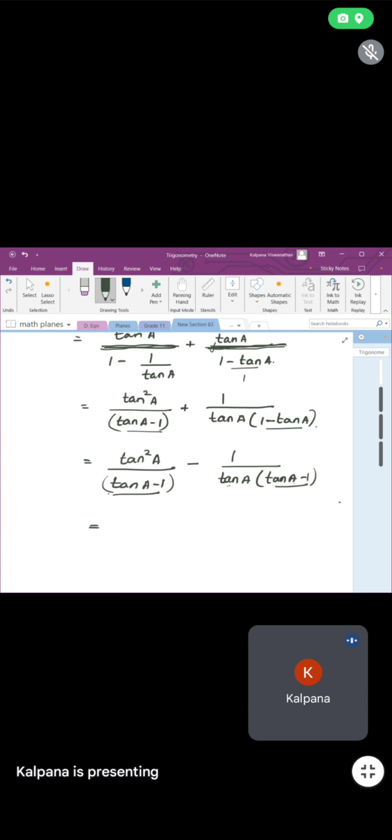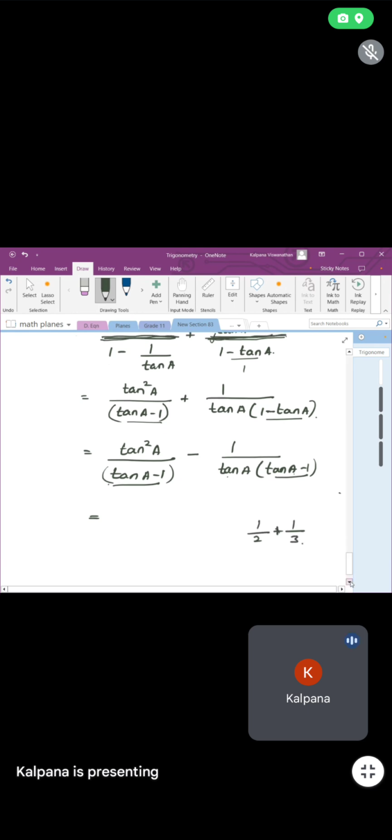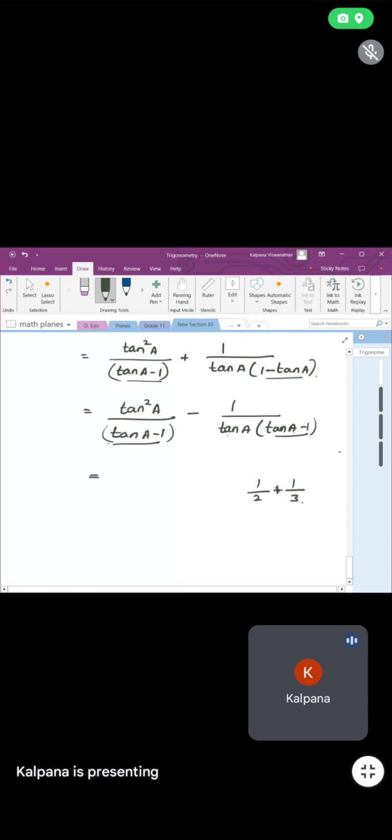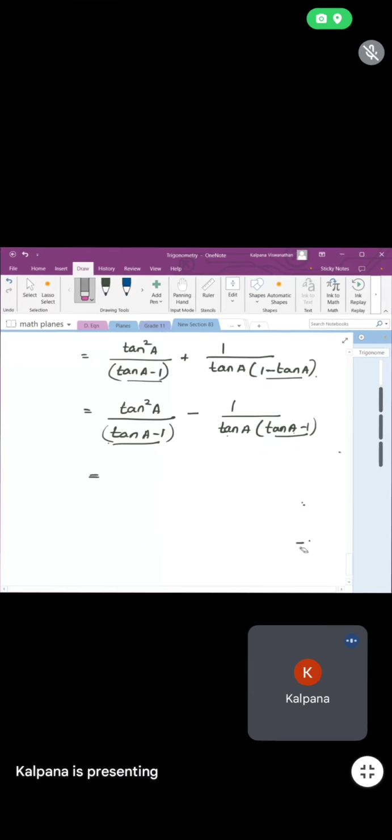Okay. So if 1 by 2 plus 1 by 4, what is the LCM for 2 and 4? So 1 by 2 plus 1 by 4, 4 is nothing but 2 into 2, isn't it? So already this 2 is there here. So if I only multiply this term by 2, it is enough to get the same denominator. So that is the logic which we have learnt in algebra. So same thing here. What we do? Multiply only with tan A. Can you all follow or not?